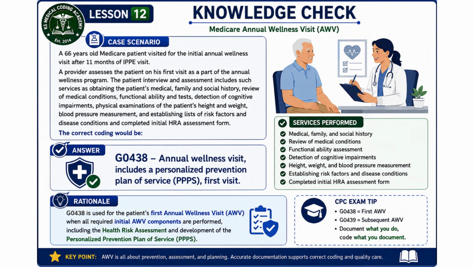G0438 represents the first annual wellness visit, including the development of a personalized prevention plan of service. For the CPC exam, remember this important distinction. G0438 is used for the first AWV, while G0439 is used for subsequent AWVs, when the applicable requirements are met. Always code based on the provider's documentation and verify the current CPT and Medicare guidelines. That completes this knowledge check.